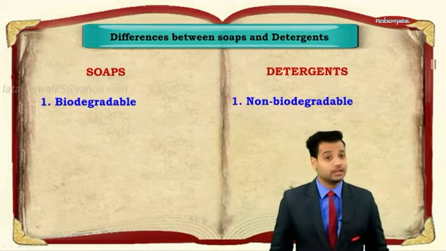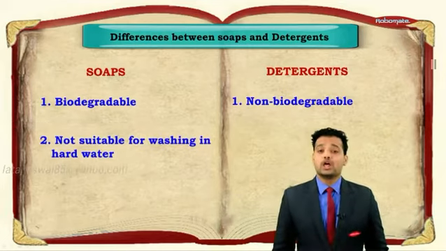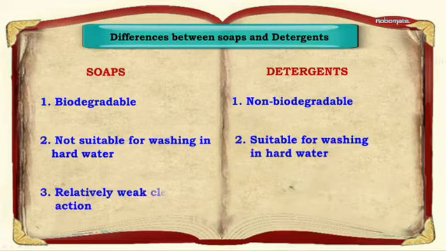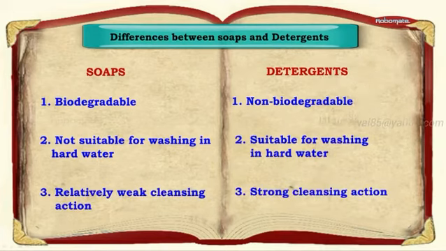Difference between soaps and detergents. Soaps are biodegradable, detergents are non-biodegradable. Soaps are not suitable for washing in hard water, but detergents are suitable for washing in hard water. Soaps have relatively weak cleansing action, but detergents have strong cleansing action.